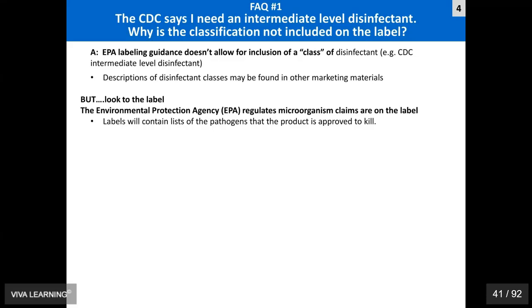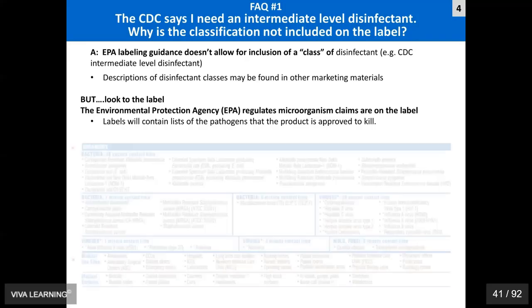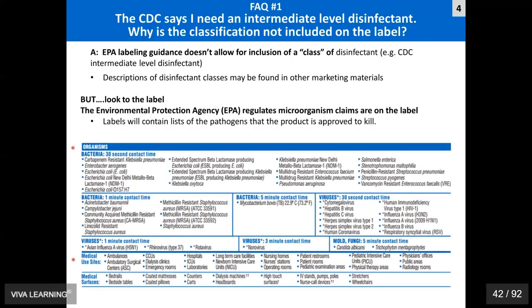But the description of disinfectant classes, while it can't be put on the label, it might be found in other marketing materials. I know, for example, the Clorox products say that. But look at the label. The EPA regulates microorganism claims on the label. So if you take a look at this label, like here, you'll see things that are the kill claims for that product. And if you look here, I'm going to slide my cursor over here.